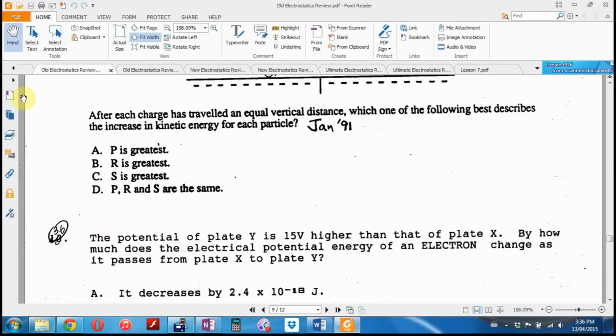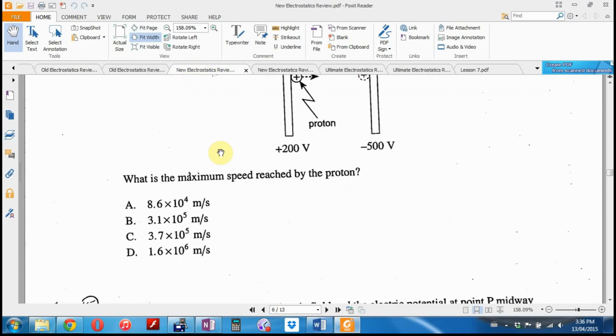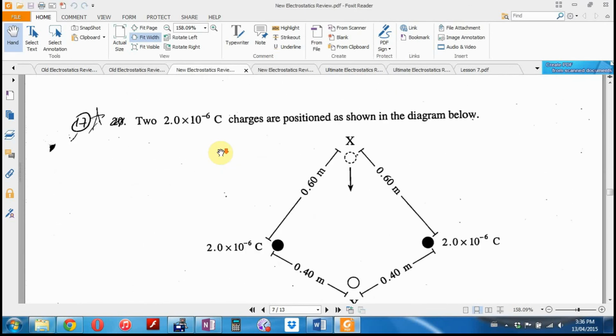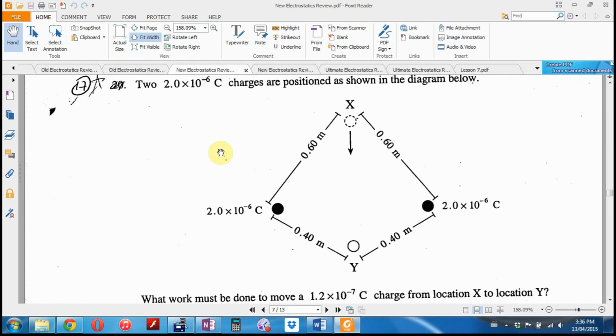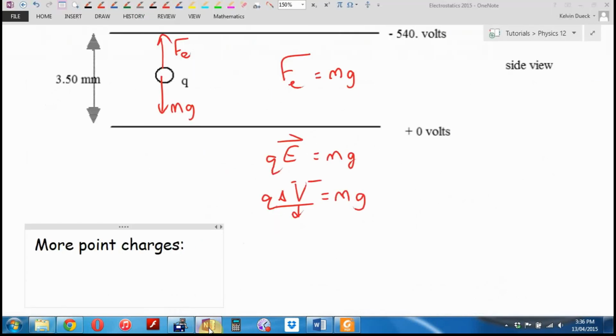Glad you're paying attention. I know what I'm looking for, Mr. Dueck. Let me see if I can find one like this. Here. Okay. Something like this here, where it says how much work must be done to move a blah, blah, blah. So I'm going to steal this picture.